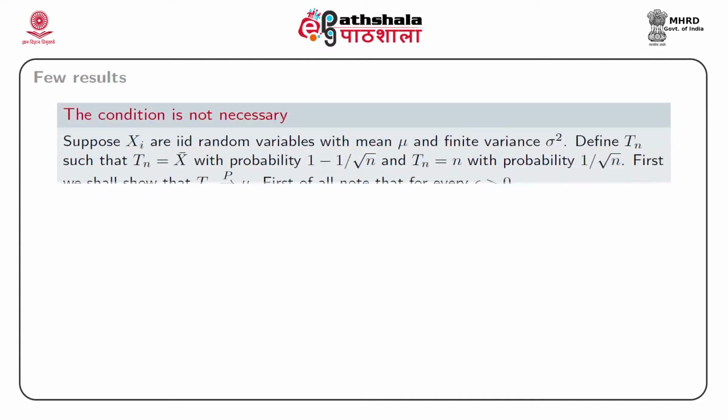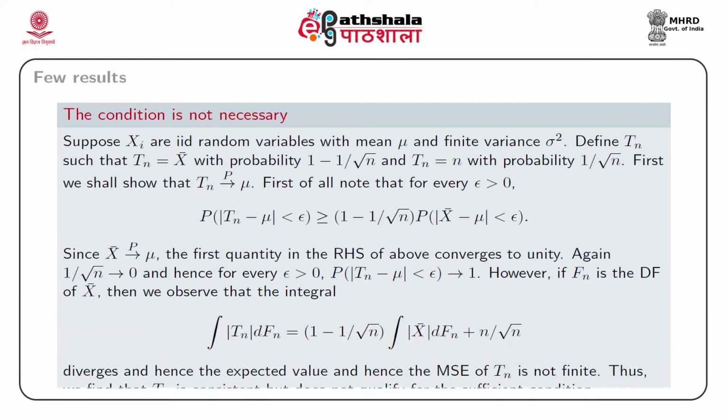However, it should be mentioned at this stage that the condition regarding mean square error or variance is not necessary. It is only a sufficient one. So let us give a counter example to explain this. Suppose Xi are IID random variables with mean mu and finite variance sigma square. Define Tn such that Tn equals X bar with probability 1 minus 1 by square root of n, and Tn equals n with probability 1 by square root of n. First, we shall show that Tn is consistent for mu.